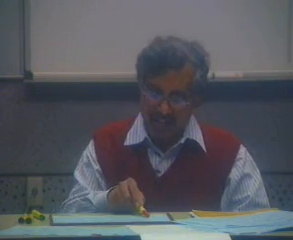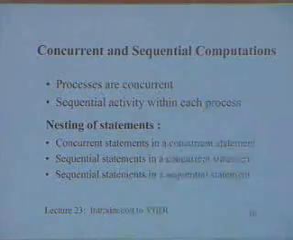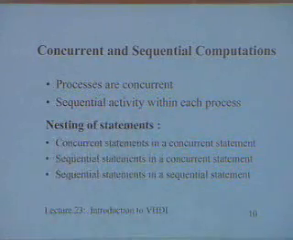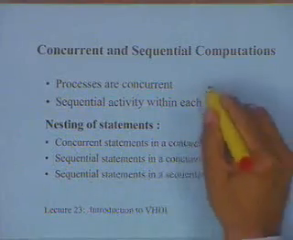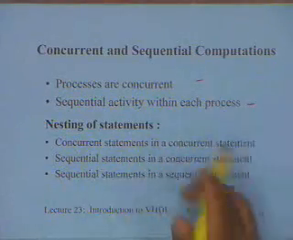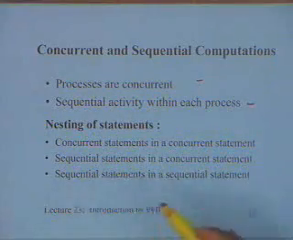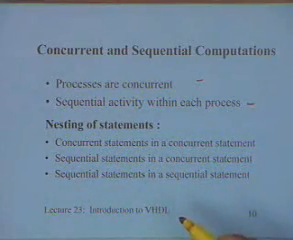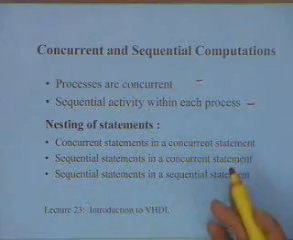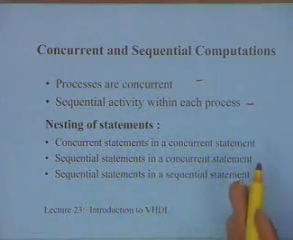Okay, I will clarify this with some examples in the next class. So let me just go through this, because I want to finish up to a certain level. Processes are concurrent, sequential activity within each process. This is the point that I was trying to make, that any sequential activity is, so otherwise processes are all concurrent. There is also nesting of statements possible. So this nesting also in some ways supports both concurrency and modularity.